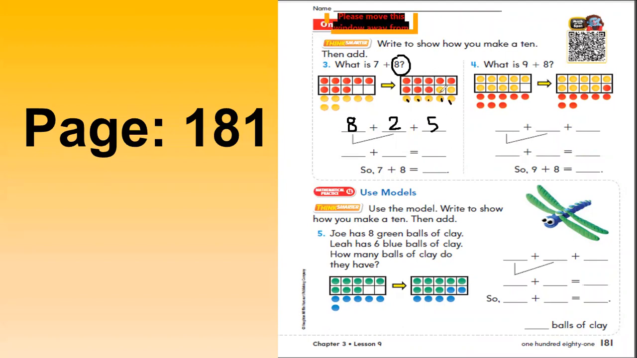Then, what is 8 plus 2? You had 8 counters, you added 2 more. That gives you 10 inside the 10 frame. So 8 plus 2 equal 10. Plus, you bring this 5 down here. So 10 plus 5 equal? Yes, that is 15. So 7 plus 8 equal? Yes, the same number. That is 15.